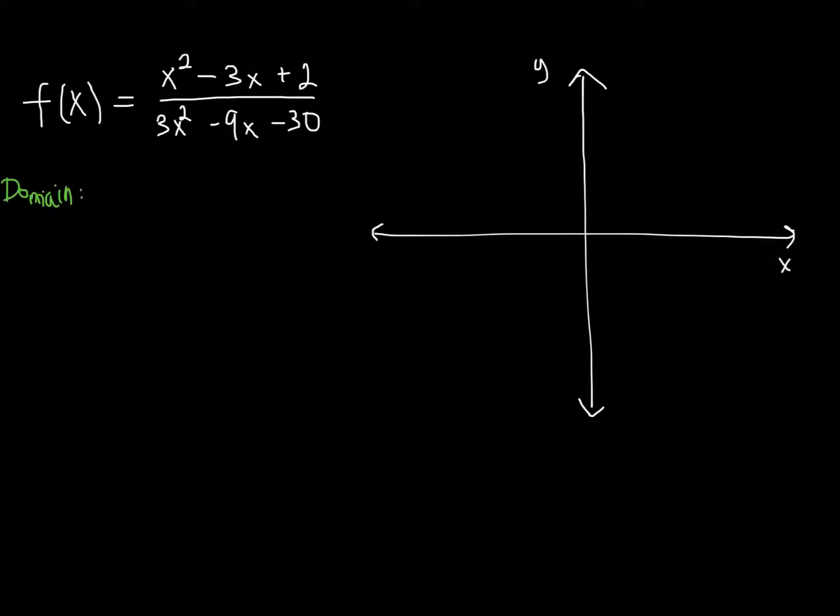So starting off with the domain, we want to consider the values of x that we can plug in that will give us a defined value of our function. What we realize is that with a rational function, we can plug in any x value so long as our denominator is not equal to 0. So to find out what values won't be in our domain, we need to set our denominator equal to 0.